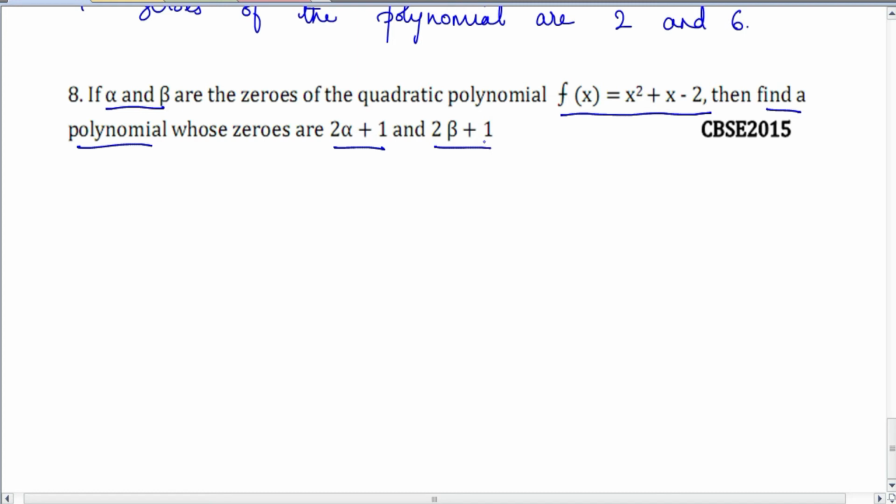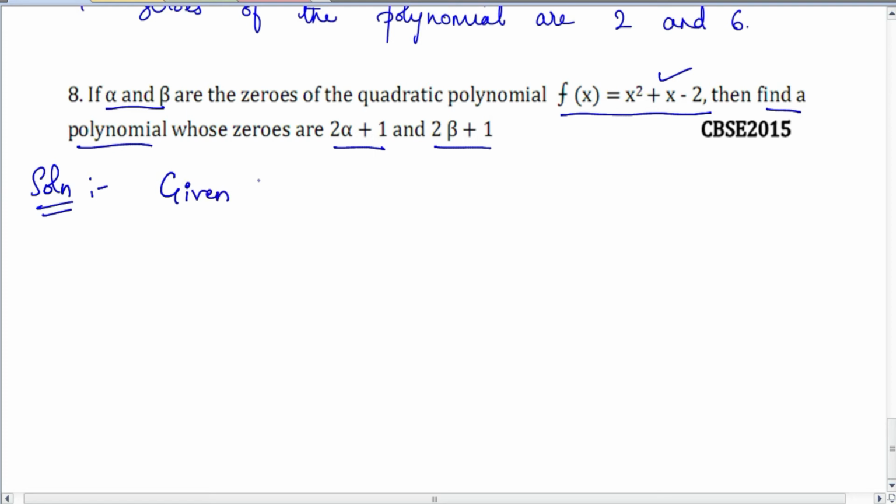Understood? Now, how to find a polynomial when zeros are given? Very simple. x square minus (sum of the zeros) into x plus product of the zeros. Now, I need to know 2 alpha plus 1 and 2 beta plus 1 values. Once I know, I am going to add these two and I am going to multiply these two. Using that, I can write the required polynomial. To do that, first I need to know the values of alpha and beta. So let us first solve this given polynomial. So what is the solution for this?